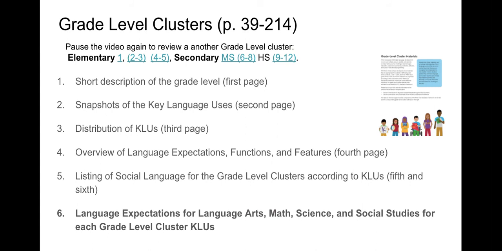We're going to pause the video again so that you can review another grade level cluster. You can choose elementary, the first grade cluster, second through third, fourth through fifth, or secondary, which is sixth through eighth or ninth through 12th. They can be found from pages 39 all the way to page 214. And the organization is listed here on this slide. It is a good place to bookmark, especially the grades that you will be working with, so that you can become more familiar with it.